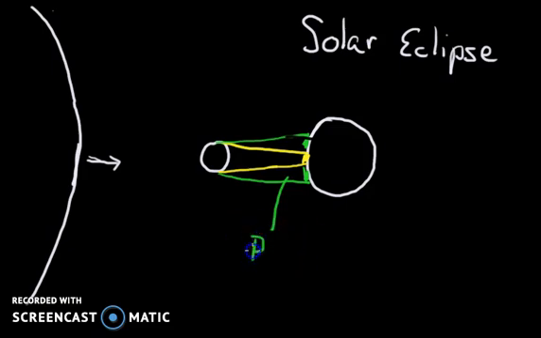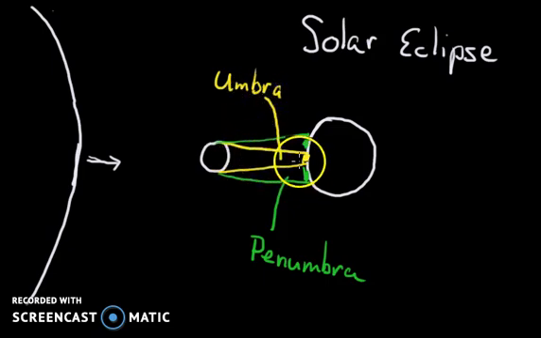This part here is called the penumbra shadow, and the one here, this part here, this shadow, is called the umbra. Kind of like umbrella, right? The umbra. So if you are within this umbra shadow, you are seeing a full eclipse, and if you are within the penumbra, you see a partial eclipse. So partial, penumbra.